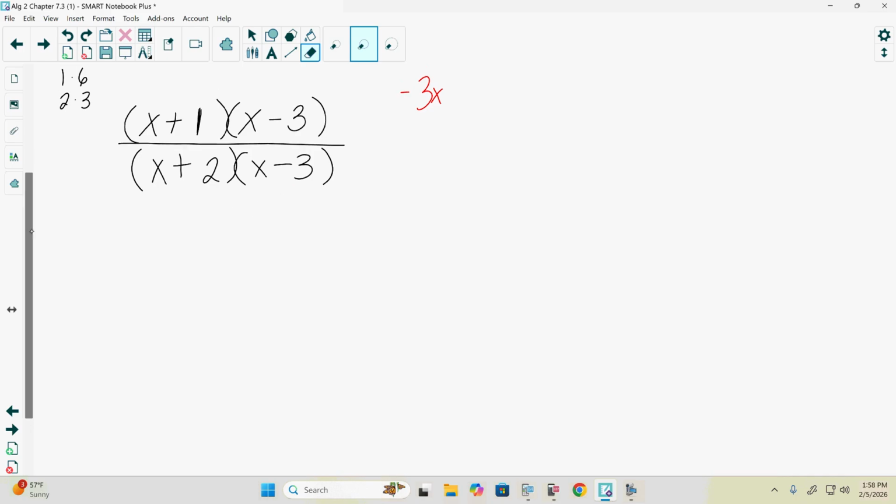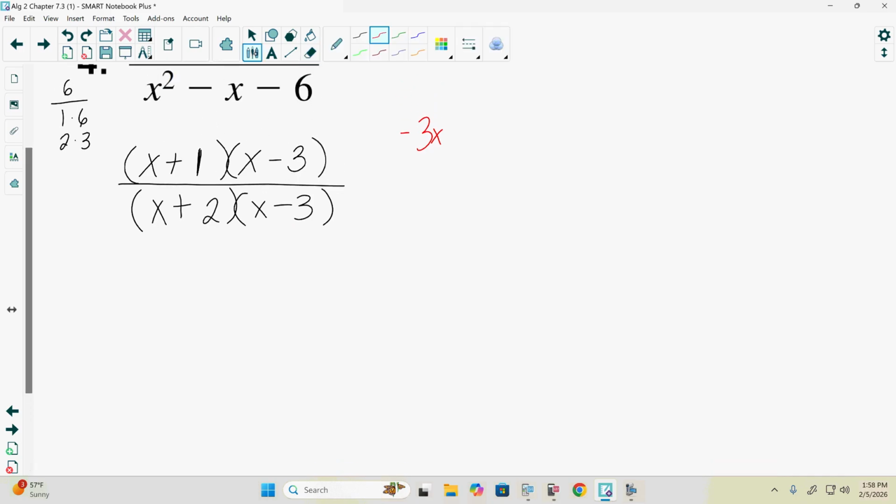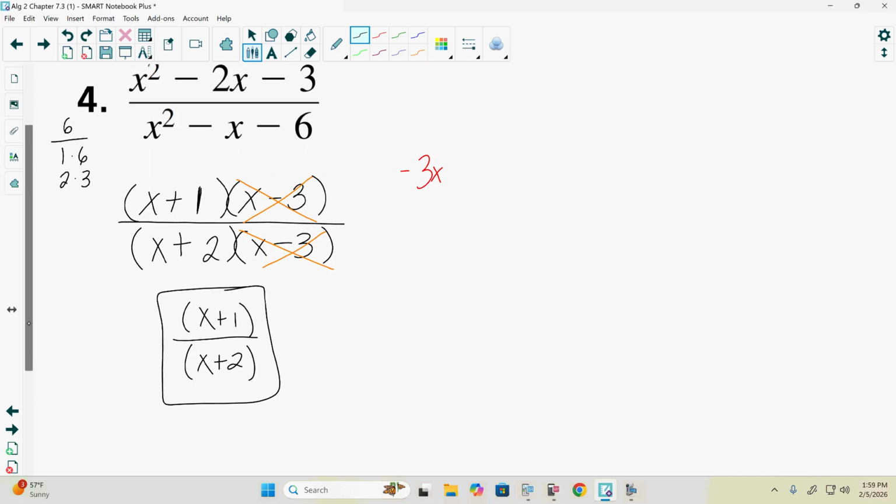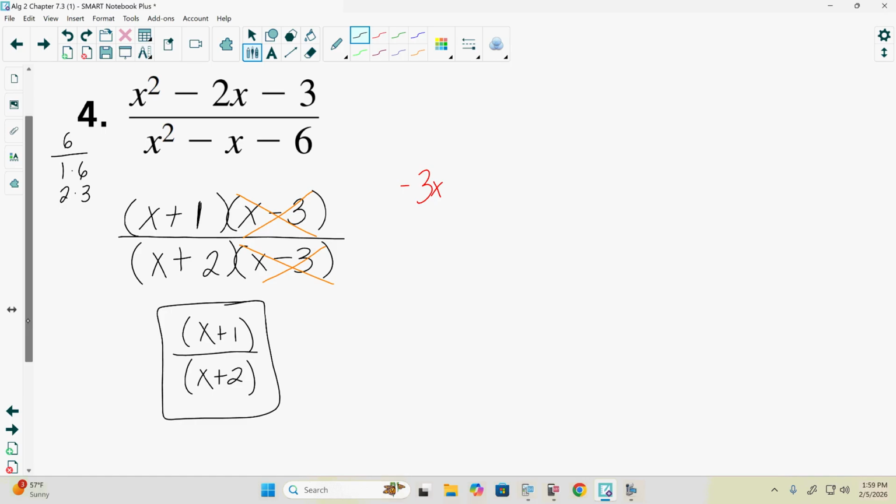But since we know that's there, we do have a greatest common factor, or common factor on top and bottom of x minus 3. And that x minus 3 divided by x minus 3 would simplify to 1. So those would simplify out, leaving us with x plus 1 over x plus 2. Questions on this here? Questions on anything we've done so far?